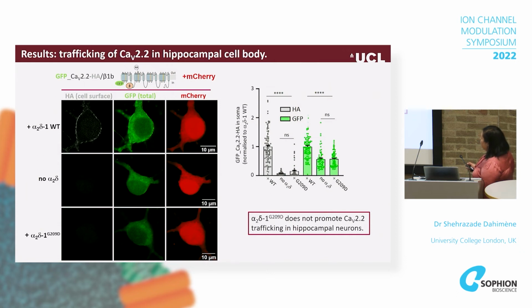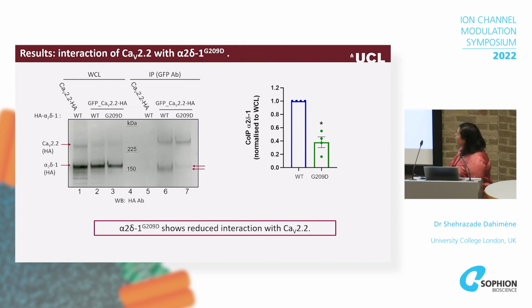And also, interestingly, we could see a reduction in the GFP, which, as I said, represents the total protein that is expressed, and it's shown in here, which also indicates ER degradation, as we think that the protein is retained in the ER. So again, we found that the alpha-2 delta-1 G209D does not promote CAV2.2 trafficking in hippocampal neurons.